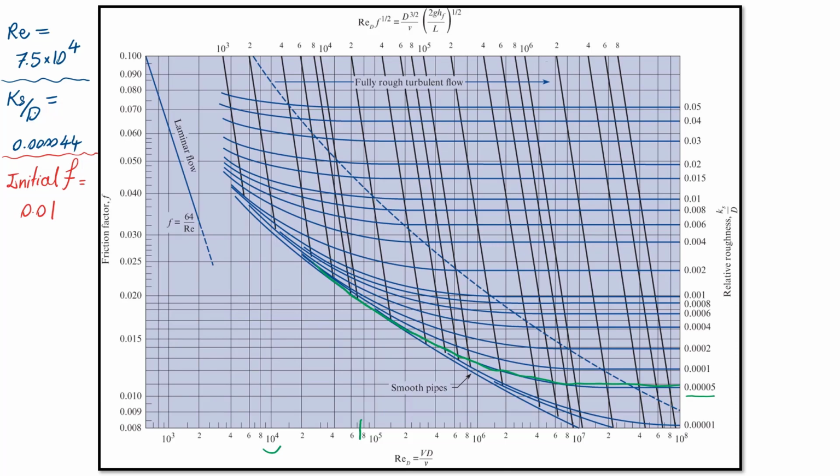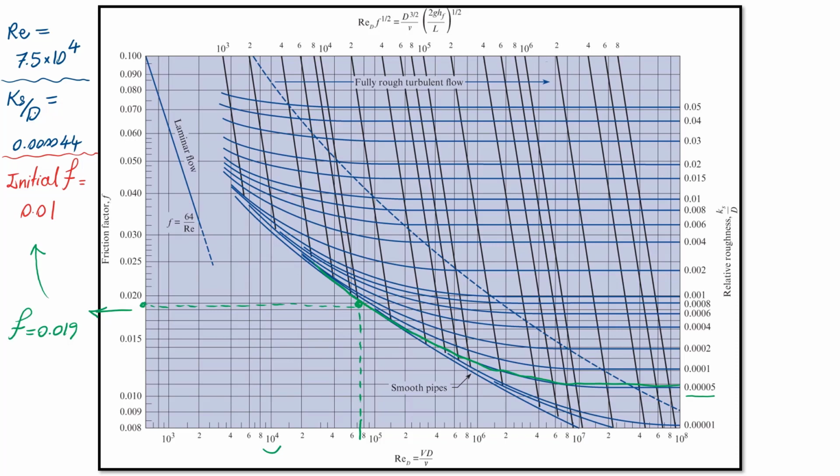All right, and then I'm going to continue this line until the intersection with the green line that represents my relative roughness. So it will be over here, and if I continue this line to find F, it would be somewhere over here and this point. So this point represents friction factor of 0.019. And my initial friction factor was 0.01. You can see that they are different.